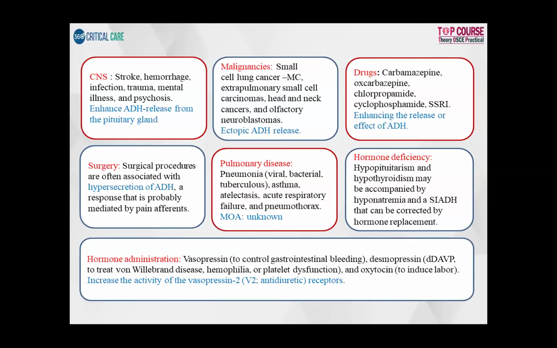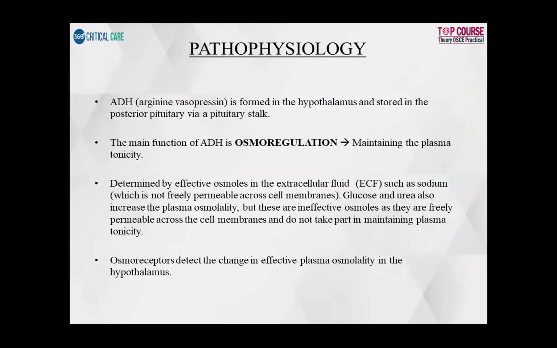So if we finish the definition, we finish the causes. Okay, causes could be hereditary or secondary. Now coming to the pathophysiology. Okay, we all know that ADH, antidiuretic hormone, also known as arginine vasopressin, is basically synthesized in the hypothalamus and then it is stored in the posterior pituitary.